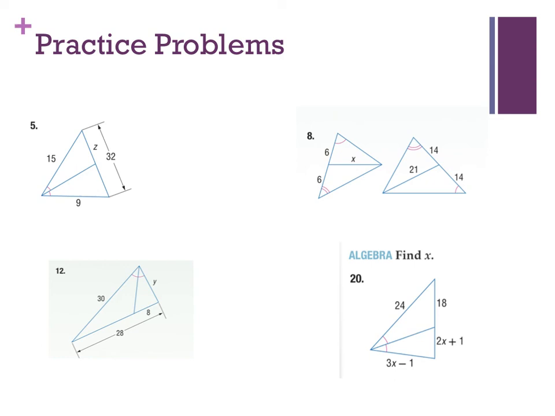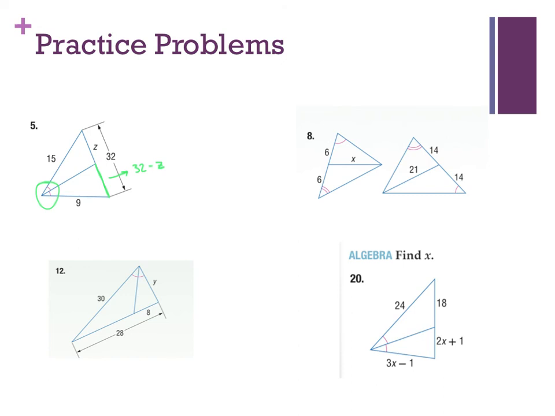First off, I need to check and make sure I have one of my theorems. I see an angle bisector, therefore I know this one will work, due to the triangle angle bisector theorem. However, I'm missing this length right here. I know the total is 32 and that this piece is z, therefore this piece has to be 32 minus z. Okay, you can have expressions in these problems.